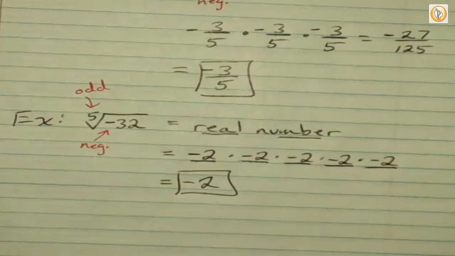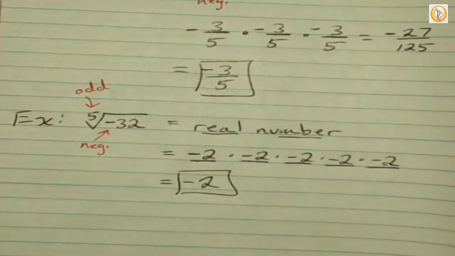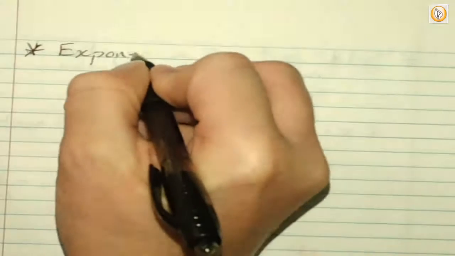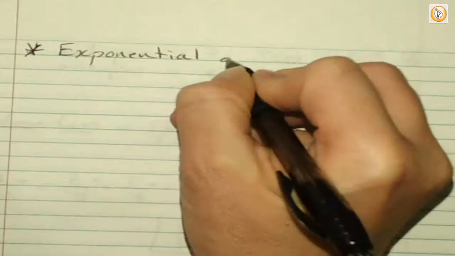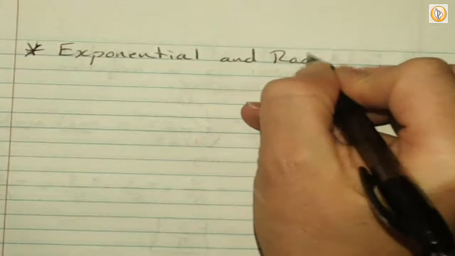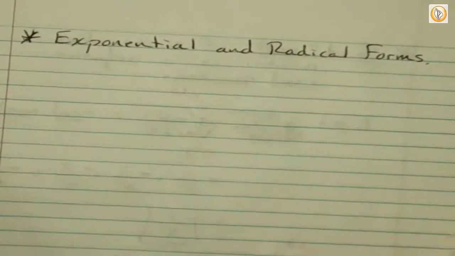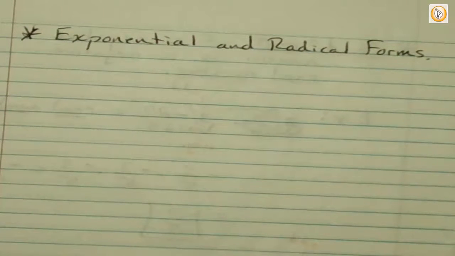All right, moving right along. Any questions about this? None? All right, I'm turning my page over because you're going to now learn something completely different. Exponential and radical forms. Exponential and radical forms. Okay. So much to remember.